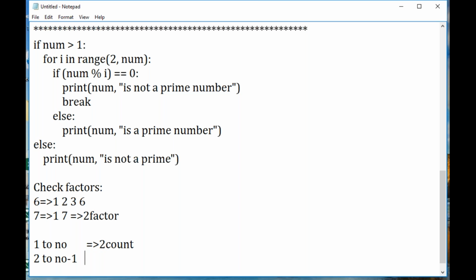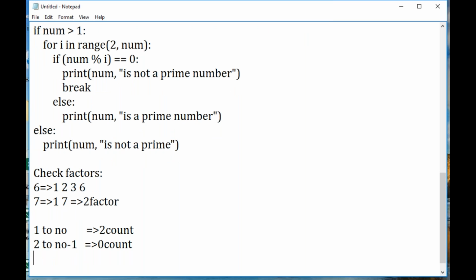If it is not divided at all, which is nothing but 0 times it is divided, if it doesn't divide at all, then we'll name it as a prime number. This is one of the logics we have taken. Apart from this, can we take any other optimized logic?